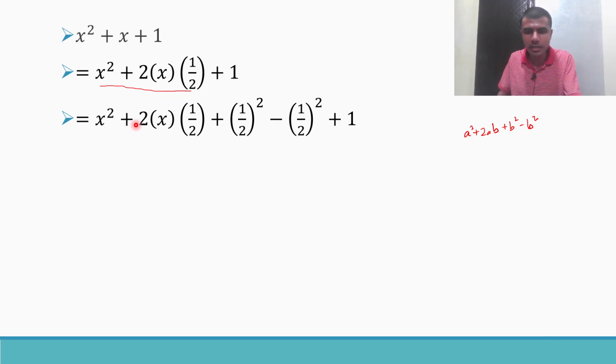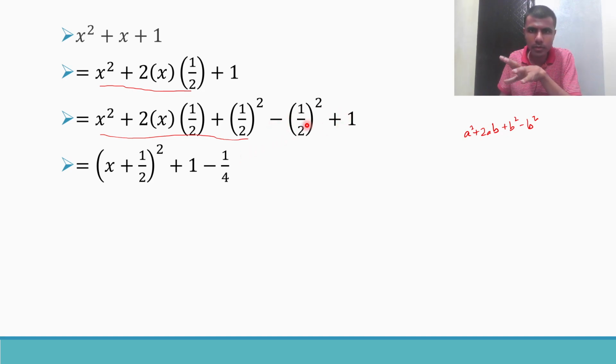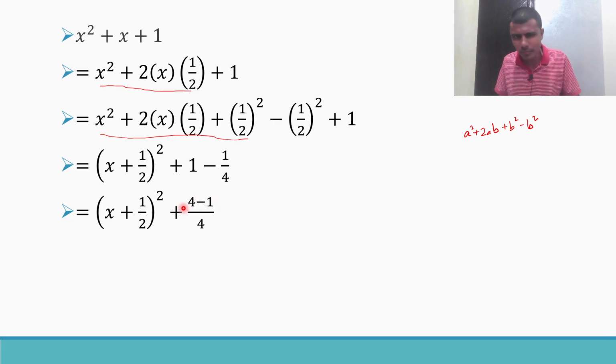Okay. Now if you see the first three terms, if you'll analyze, this is like a square plus 2ab plus b square. So this is nothing but a plus b whole square. So what I'd get is x plus 1 by 2 whole square. Okay, I'd get x plus 1 by 2 whole square. Okay, and now see, this plus 1 I wrote in the beginning, plus 1 minus 1 by 2 whole square is nothing but 1 square by 2 square, which is nothing but 1 by 4. Okay, so plus 1 minus 1 by 4, just take LCM, 4 minus 1 by 4 I'll get, okay, so 3 by 4.